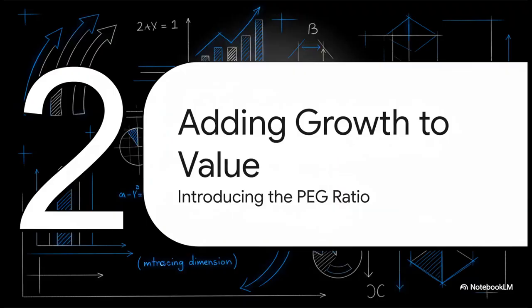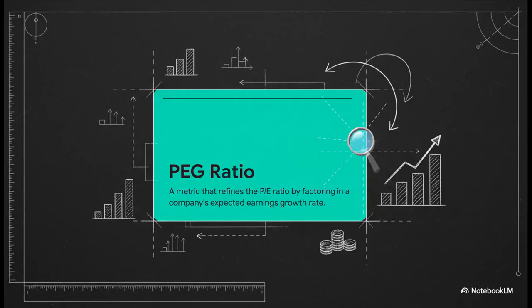Okay, so how do we actually fix this problem? How do we value a company when its real story isn't in its past, but in its future? Well, it's simple. We add the one thing that's missing: growth. And this is where the PEG ratio comes in. It's this brilliant idea made famous by the legendary investor Peter Lynch, and what it does is directly connect a stock's valuation today to how fast it's expected to grow tomorrow. It gives us a much more dynamic, forward-looking picture of value.